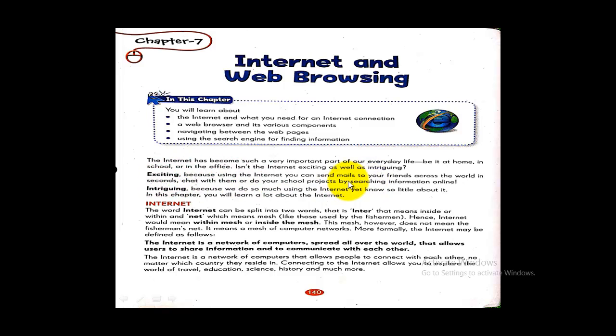Why exciting? Because using the internet you can send mails to your friends across the world in seconds, chat with them, or do your school project with information online. Now we are doing this YouTube class as well as Google Meet class using the internet only, right, in this pandemic. So many things we can do from the internet.